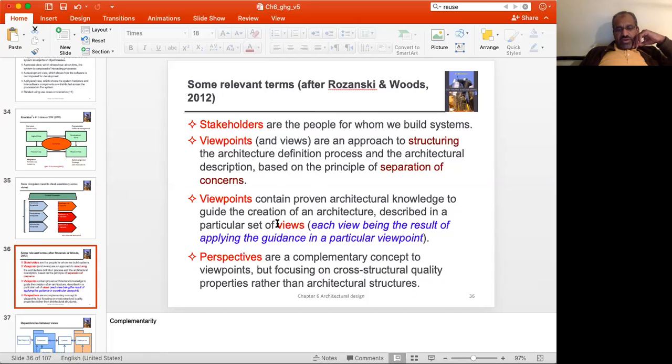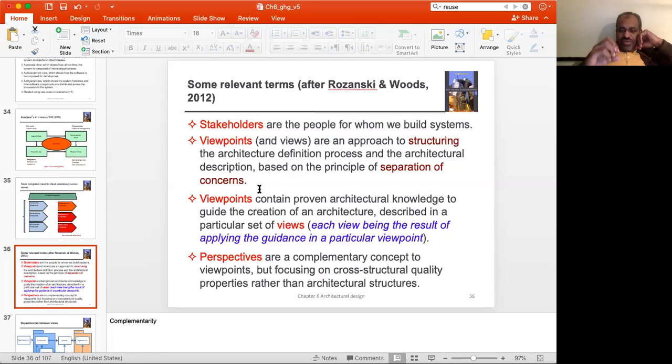And here you see a definition for viewpoints that contain proven architectural knowledge to guide the creation of the architecture. Like, for example, I want to look at the system from this viewpoint, from the concurrency viewpoint, because I know it's important and would affect certain qualities of the system. And this would be documented in views. So each view is an instantiation of a viewpoint. It's the result of applying that particular guidance to include the particular viewpoint.